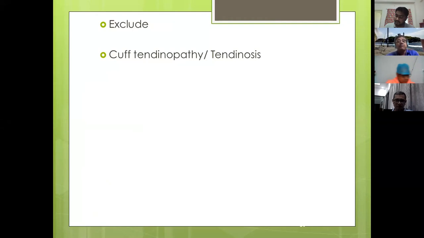Because in my practice, I saw that 70% patient. Naushad, please unmute others. Please. Okay. So exclude cuff tendinopathy or tendinosis.